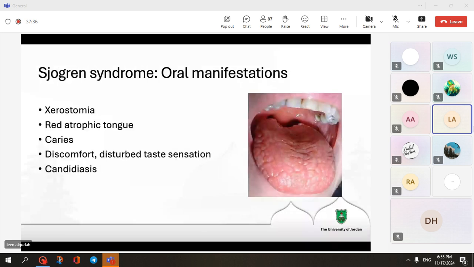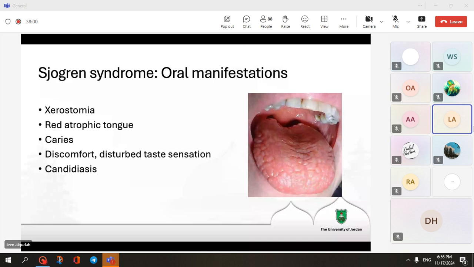Now, the oral manifestations are classic. Patient will get xerostomia. They will have a red atrophic tongue. They will have this shape of cobblestoning diffusely on the dorsum of the tongue. And of course, because they have xerostomia, there is no washing effect or the buffering effect. So patients will develop caries, and they will also have discomfort, disturbed taste sensation. They will no longer enjoy food.